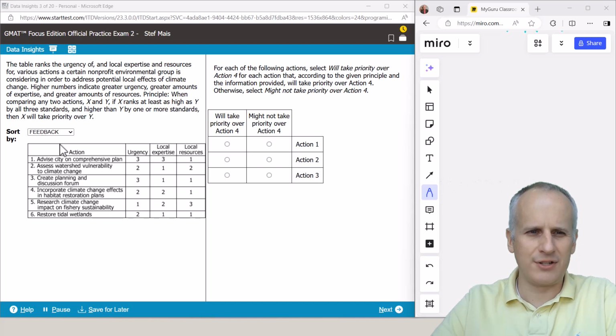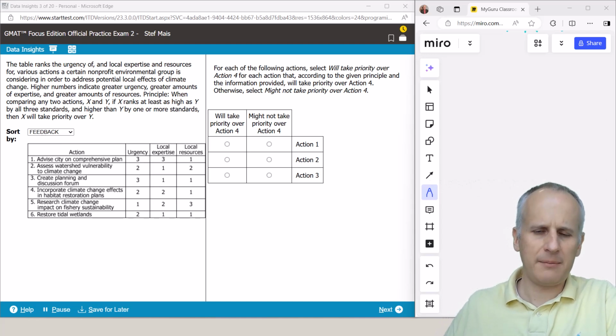The table ranks the urgency of and local expertise and resources for various actions a certain nonprofit environmental group is considering in order to address potential local effects of climate change. Higher numbers indicate greater urgency, greater amounts of expertise, and greater amounts of resources. The principle says that when comparing any two actions, X and Y, if X ranks at least as high by all three standards and higher than Y by one or more standards, then X will take priority over Y.